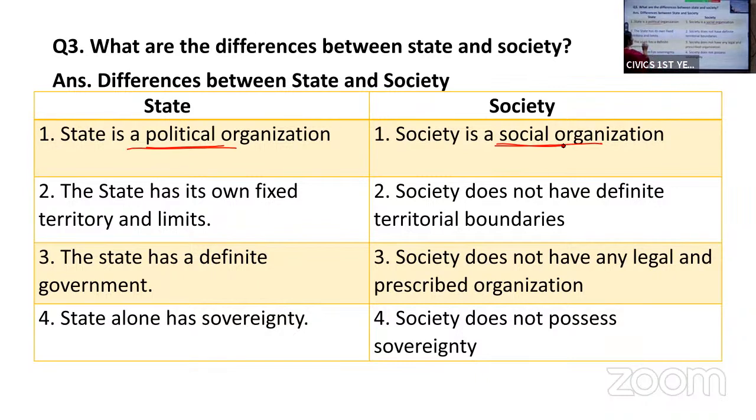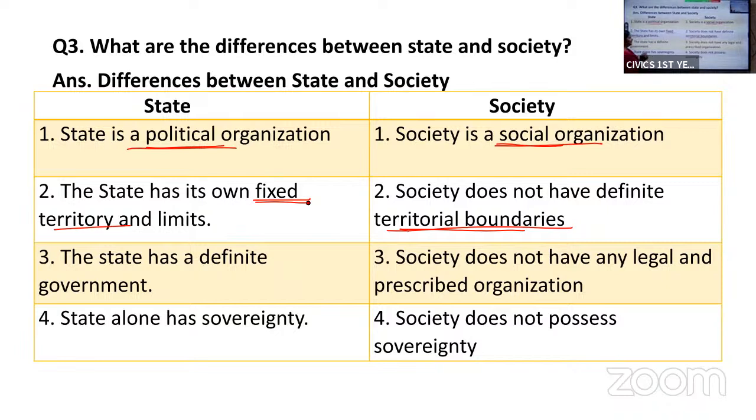Now, every state has its fixed territory. It has its limits. The state has its territories and boundaries. But society does not have territorial boundaries. Society is your acquaintance. The more you interact with people, they become part of your society. So society does not have any territorial boundaries. Wherever you go, you make your friends, right? So society does not have any definite territorial boundaries, whereas the state has fixed boundaries.